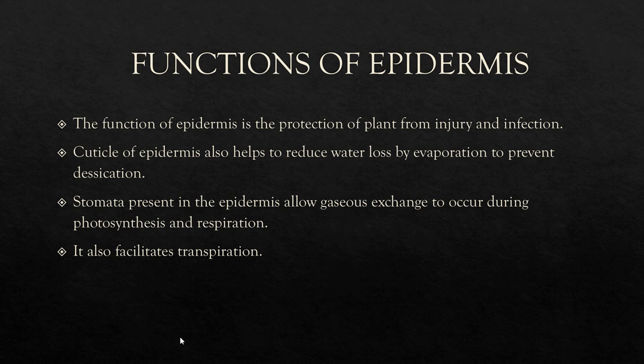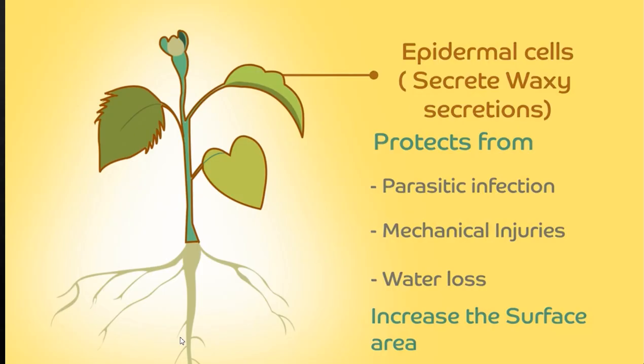Stomata present in the epidermis allow gaseous exchange to occur during photosynthesis and respiration. They also facilitate transpiration. Photosynthesis is the process by which plants make their food. Respiration means gaseous exchange and oxidizing the food in order to produce energy. Transpiration means loss of water from the surface of the plant in the form of water vapor.